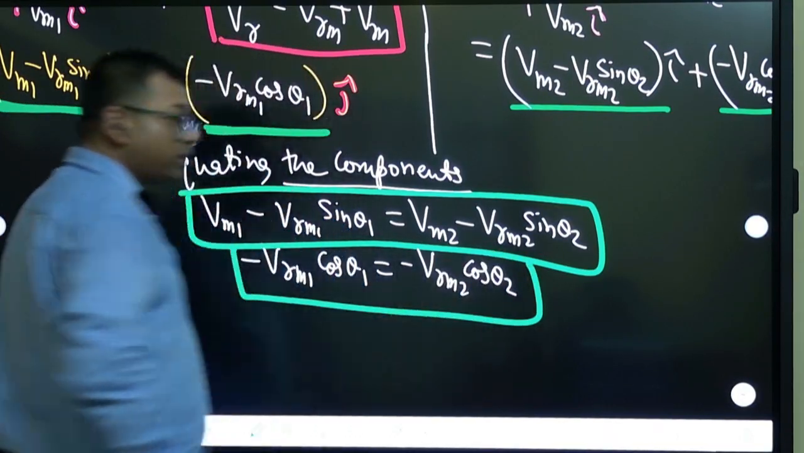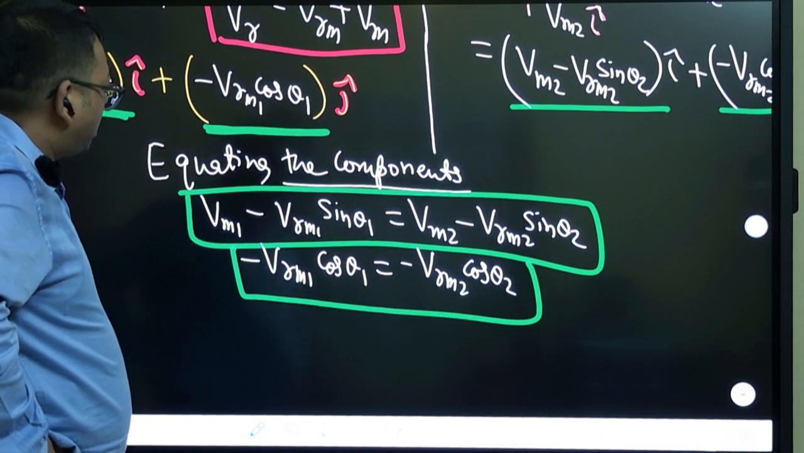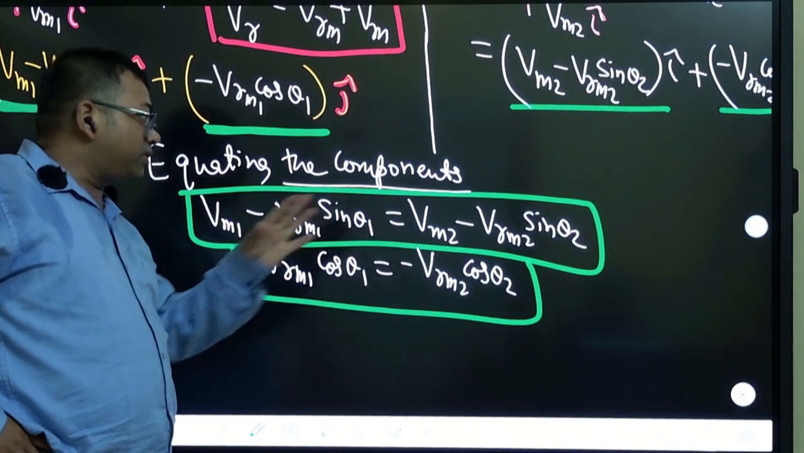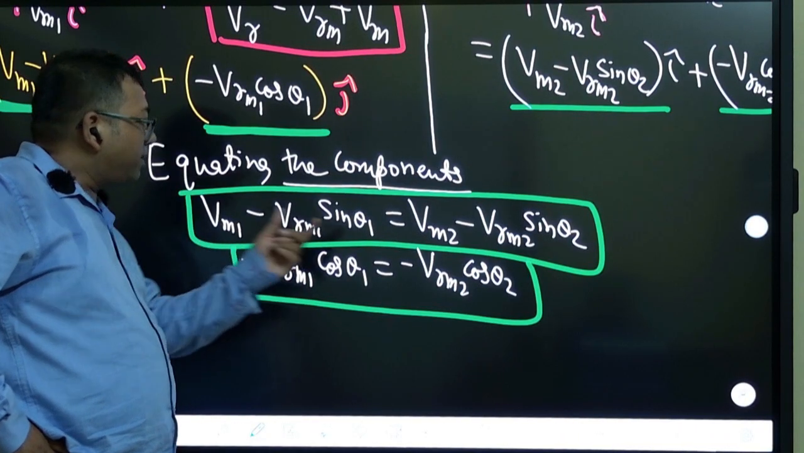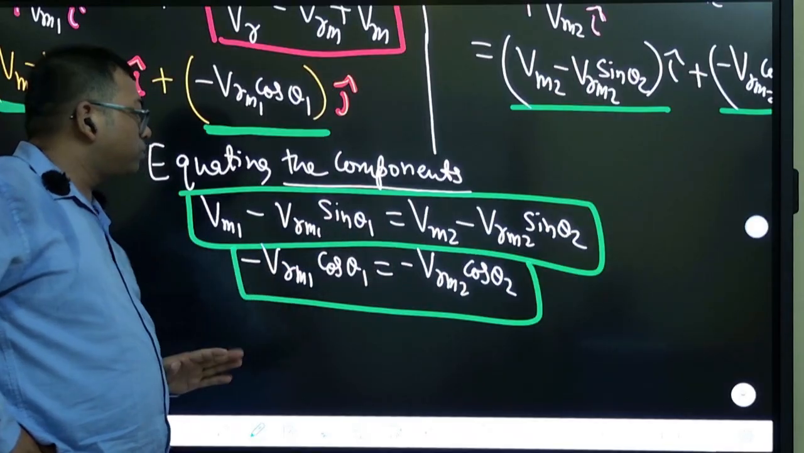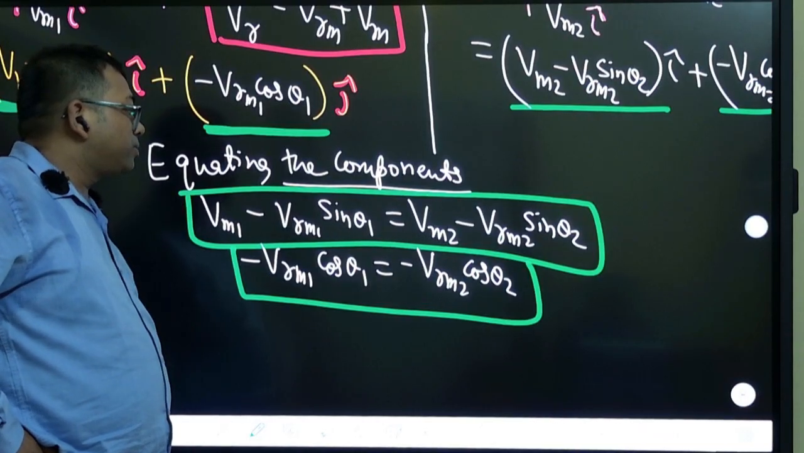Two equations we got. Now how do we solve these two equations? What do we know? We know theta 1, theta 2. We know Vm1, Vm2. Two things we know.